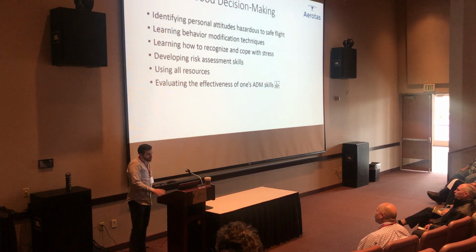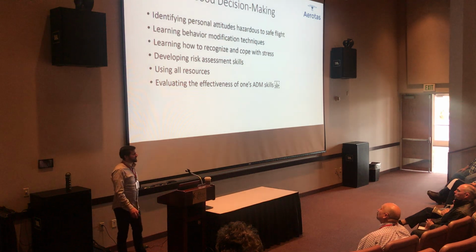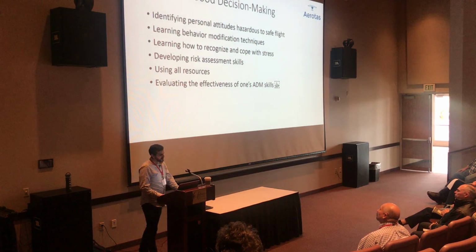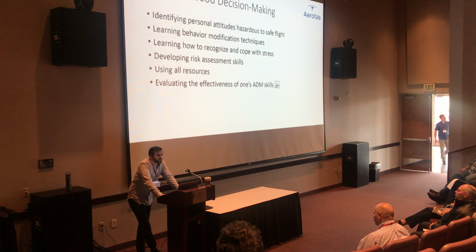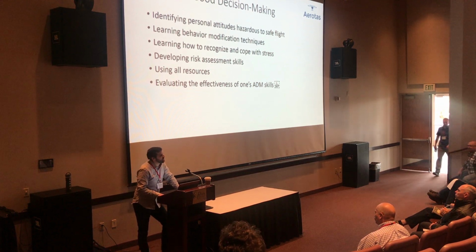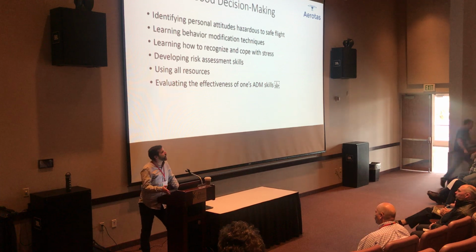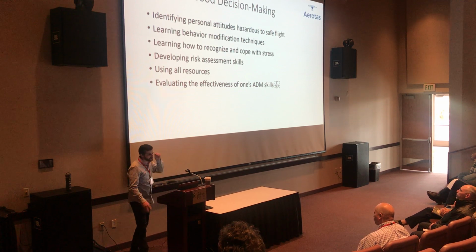So, what are the steps for good aeronautical decision making, for a good ADM program? Step 1, identify personal attitudes that are hazardous to safe flight. We'll talk a little bit about those attitudes later, but it's the idea of what are the attitudes that can cause someone to fly dangerously even if they aren't fully aware of it. For example, hold my beer is not a good attitude for starting a drone flight.